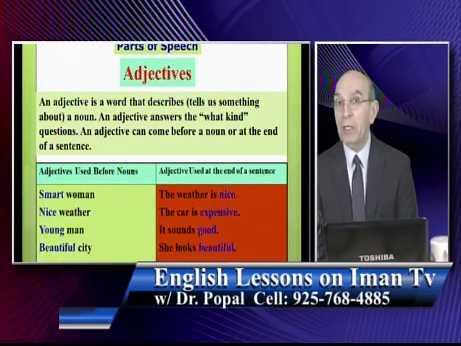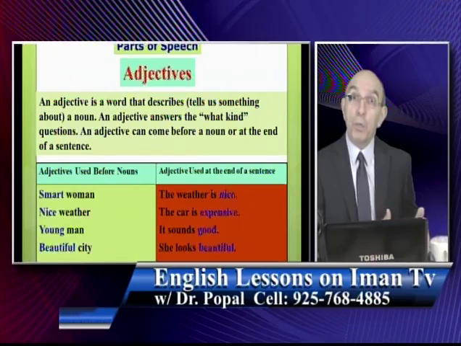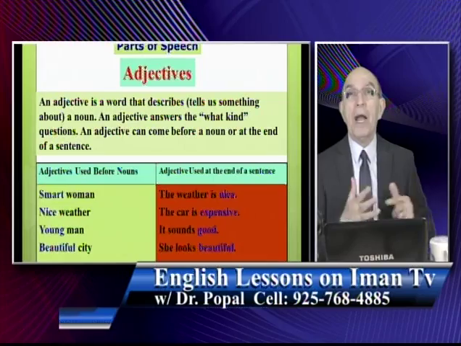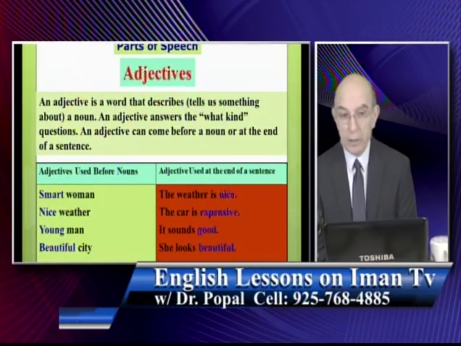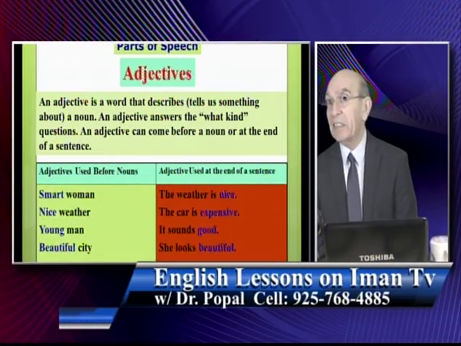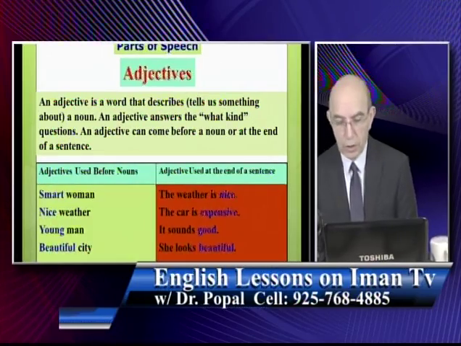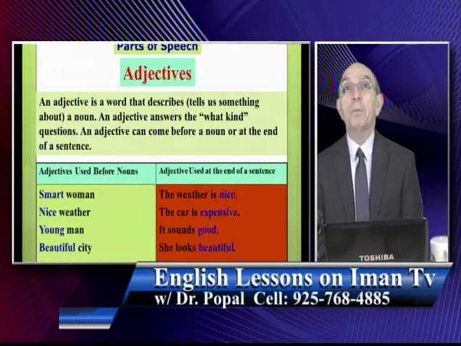Khanim is what? Noun, ism. Hushyar is what? Sifat, adjective. In English we say what? Smart woman. Smart is what? Adjective. Woman is what? Noun. Just the opposite of Farsi. Nice weather. Young man. Beautiful city. All adjective, noun. Adjective, noun. Adjective, noun. And then at the end of the sentence, the weather is nice. The car is expensive. She looks beautiful. So in this case, you have to have specific types of verbs that you can put the adjective at the end.